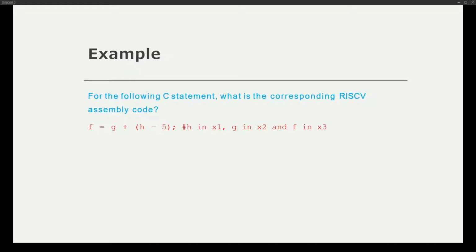Okay. So it's just add immediate minus 5 into x22, and then add x2 and x22 into x3, which is f.